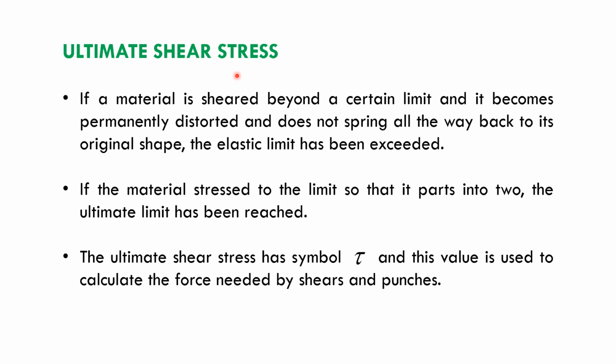Lastly, it is ultimate shear stress. When the material is sheared beyond a certain limit and it becomes permanently distorted, it will not spring back to the original state of the material. So the elastic limit has been exceeded. If the material is stressed to the limit so that the part separates into two, meaning that it will break, then the ultimate limit has been reached. The ultimate shear stress has a symbol of tau, and this value is used to calculate the force needed by the shear and the punches.